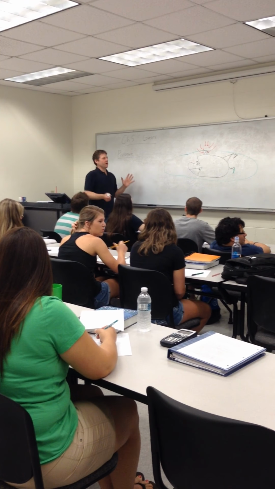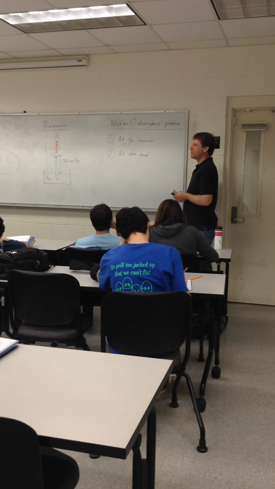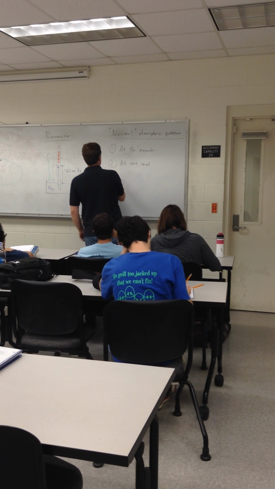So, back to normal. So we're seeing all these abnormal situations here. Remember, normal is 760 millimeters of mercury as measured on the barometer. Normal would be at the equator and at sea level. And we see how the different elevations and latitudes affect that. There is one final effect, though, to normal atmospheric pressure.